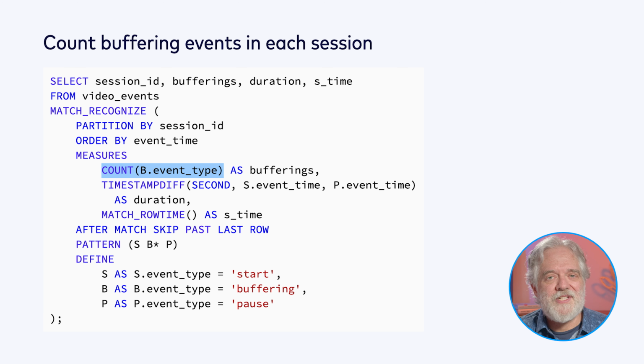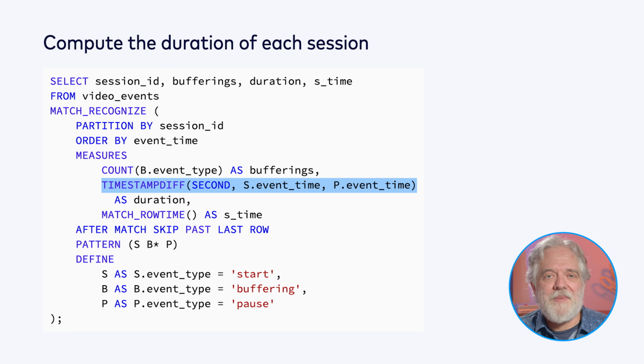The measures section is where we can capture the session-based analytics we are interested in. The buffering events that match the variable b are a group we can aggregate over. Here I am counting the number of buffering events in each session. And here I can measure the duration of each session by computing the difference between the timestamps of the start and pause events, as measured in seconds.